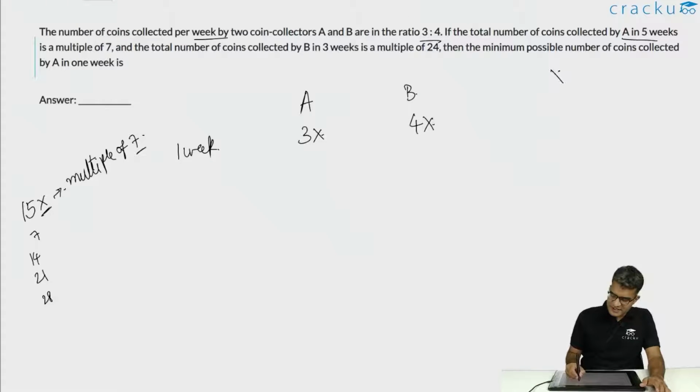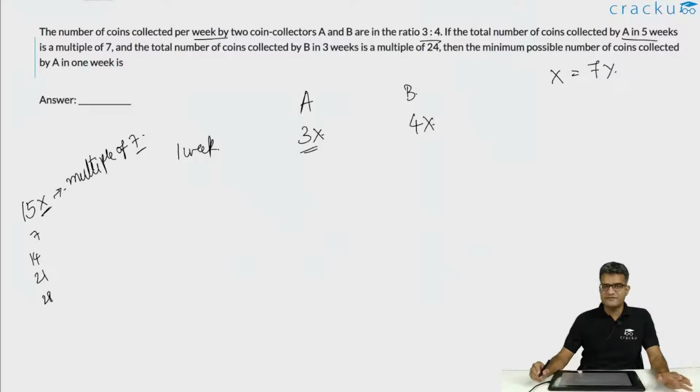So let us assume that x is of the form, say, 7y. Therefore, the number of coins collected by A in 1 week will be 3x, which is 21y. The number of coins collected by B in 1 week will be 4x, which is 28y.